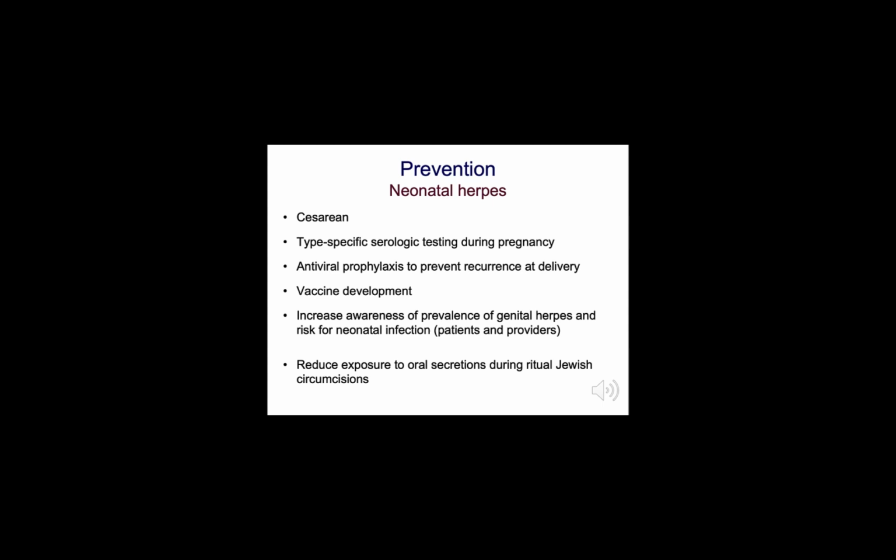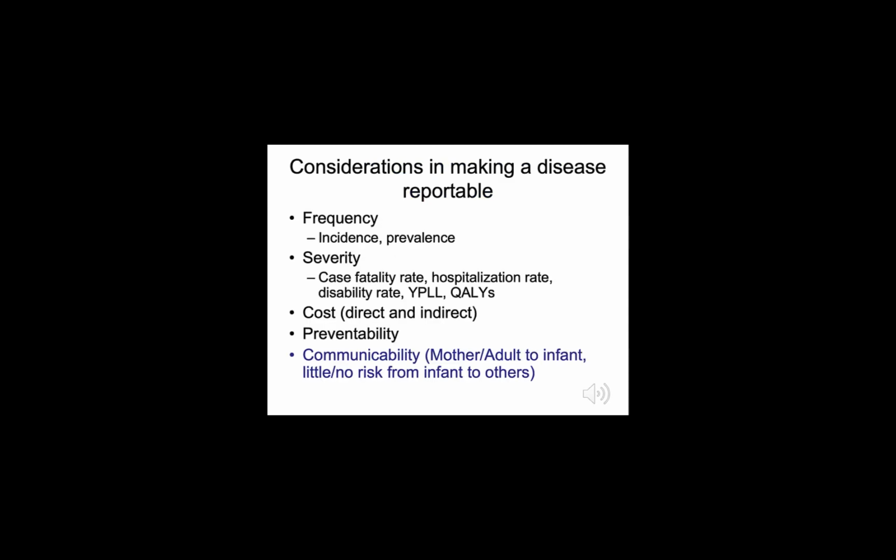Obviously, vaccine would be a major benefit to genital herpes prevention and prevention of transmission to the neonate. And there are various vaccine trials and vaccine development underway. An increased awareness of the prevalence of genital herpes and the risk for neonatal herpes infection among both patients and providers is another potential means of preventing some cases. And then reducing exposure to oral secretions during ritual Jewish circumcisions would certainly be preventative in those particular cases. In terms of the question of communicability, there is definitely mother or adult transmission to the infant, but there's little to no risk of transmission from the infant to others.